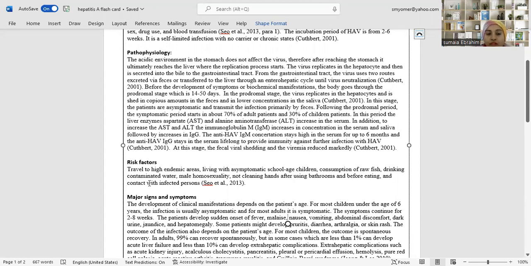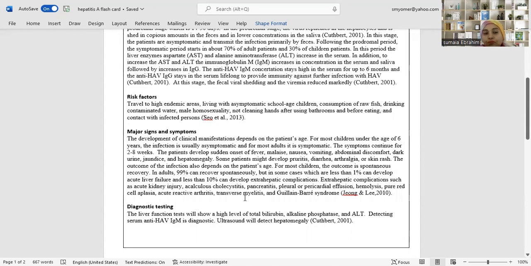Risk factors: travel to high endemic areas, living with asymptomatic school-aged children, consumption of raw fish, drinking contaminated water, male homosexuality, not cleaning hands after using the bathroom and before eating, and contact with an infected person.